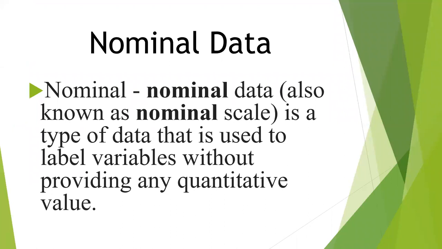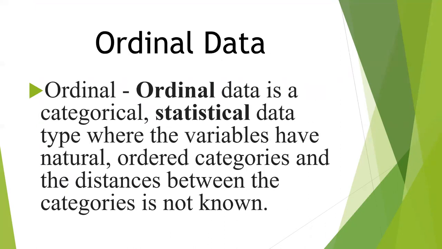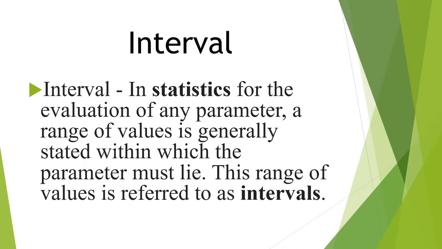Nominal data. Nominal data, also known as nominal scale, is a type of data that's used to label variables without providing any quantitative value. Ordinal data. Ordinal data is a categorical statistical data type where the variables have natural order categories and the distances between the categories is not known.